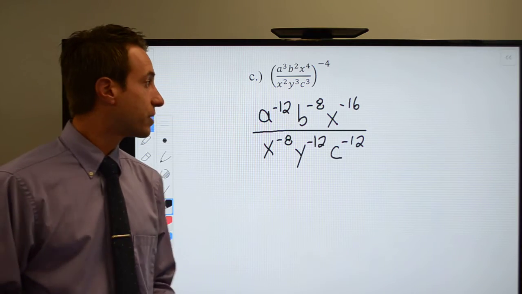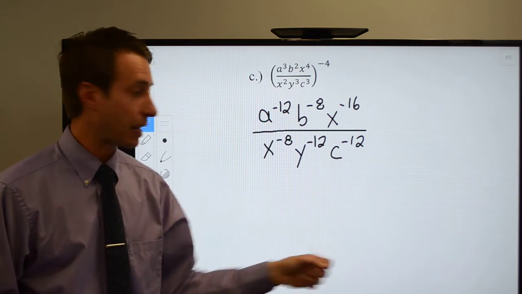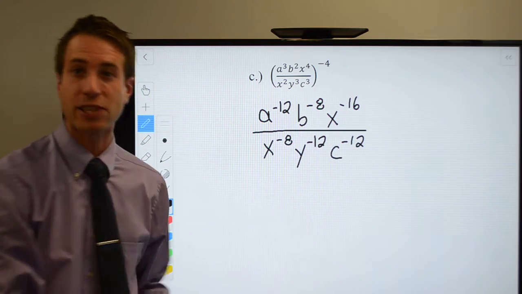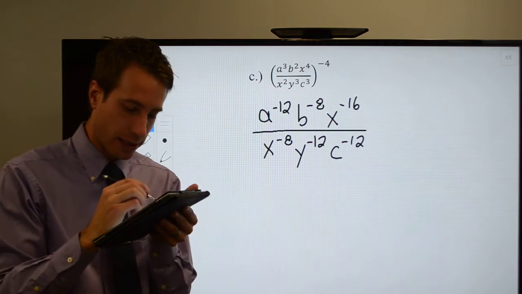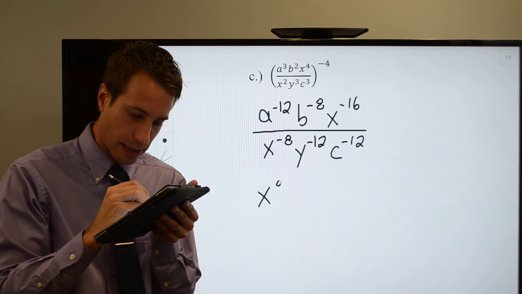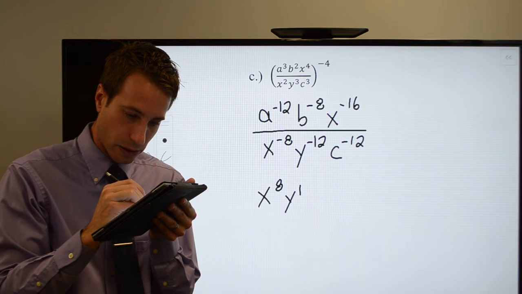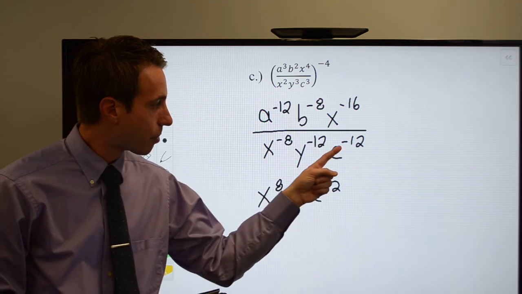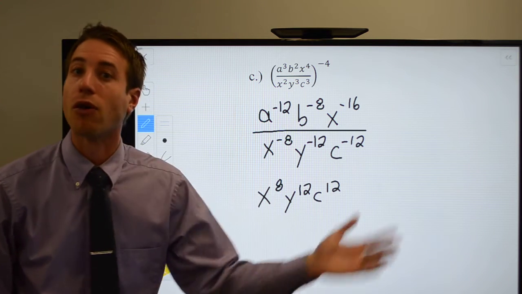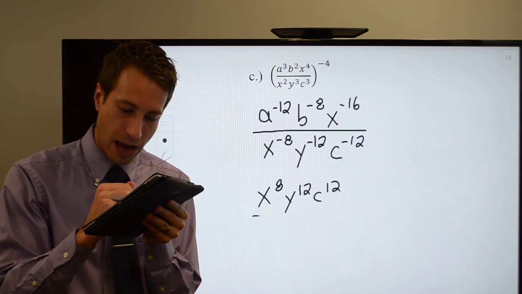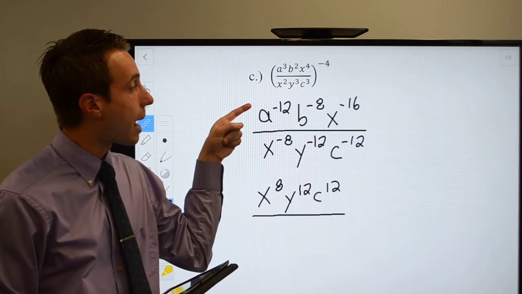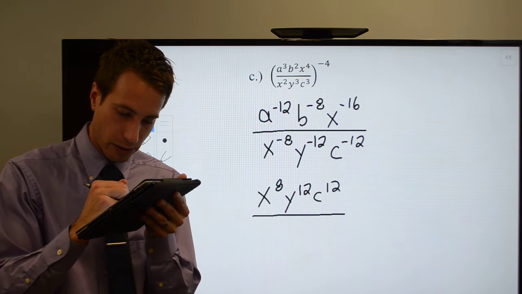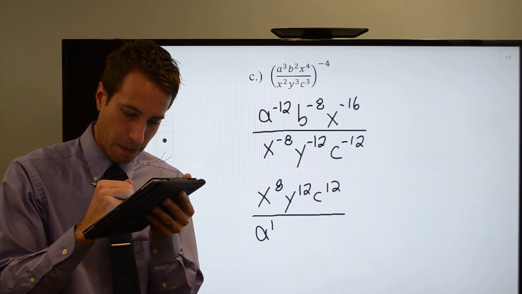Okay, here's what I'm going to do. Since everybody in the top is negative and everybody in the bottom is negative, I just flip the fraction. That'll make all of my exponents positive. X to the 8th, y to the 12th, c to the 12th, right? I take all of these guys in the bottom, put them in the top, all their exponents will now be positive. I then take everybody who is in the top, move them to the bottom, and all their exponents will be positive.